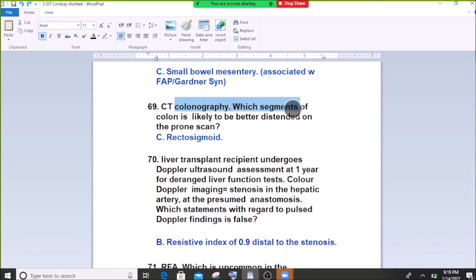Question number 69. CT colonography. Which segment of the colon is likely to be better distended on CT colonography? Rectosigmoid. On CT colonography, the better distended region is the rectosigmoid.